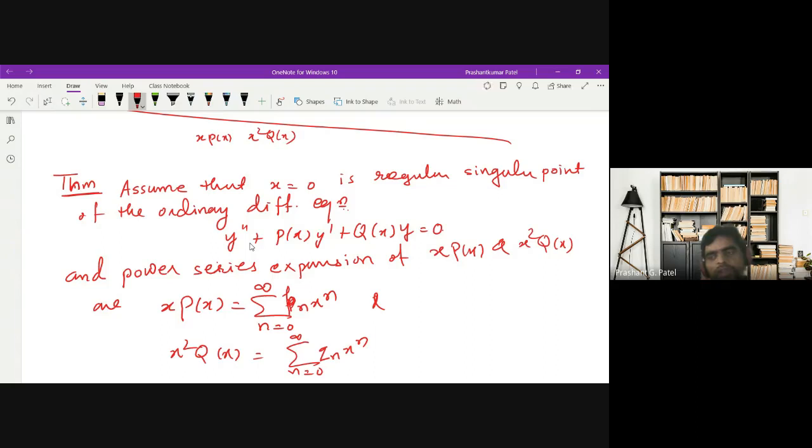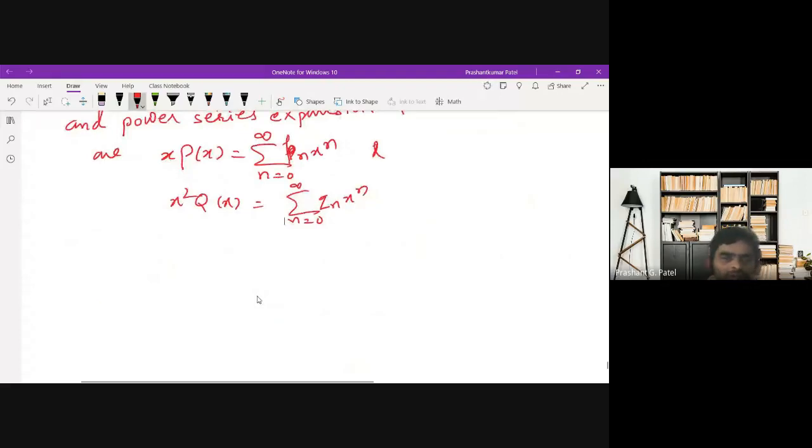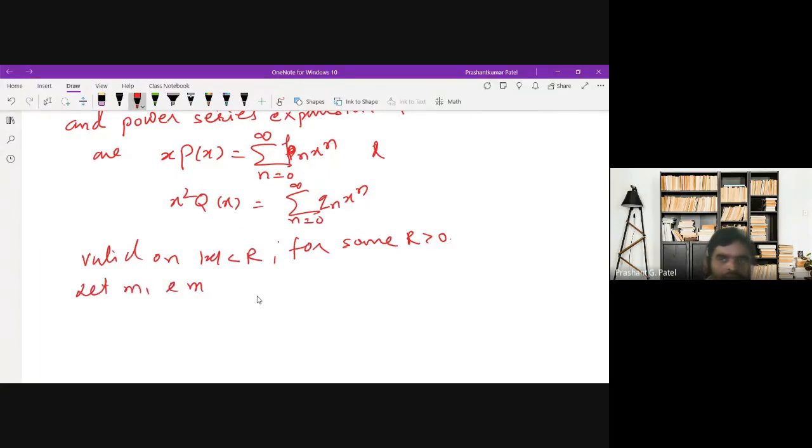So we are assuming that it has a valid power series expansion, which is valid on the region mod of x less than r for some r greater than 0. Also, I am assuming that m1 and m2 are the roots of the indicial equation.